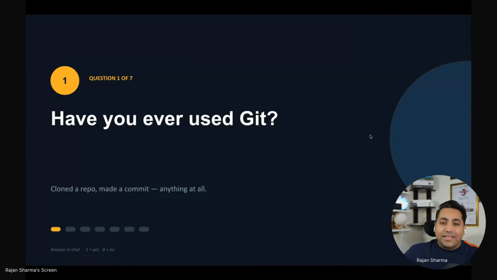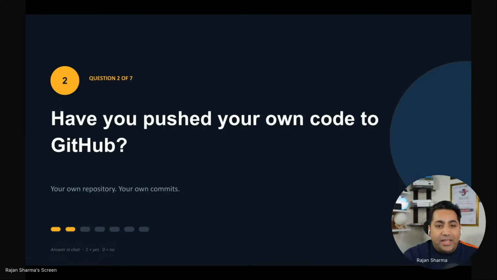And the next question is: have you pushed your code to your repository, I mean, to GitHub? Have you ever pushed that? Yes, no, it's all up to you. You can share on the chat box, or you can keep count at your end, but just do this exercise because this will help you evaluate what exactly we are going to discuss in the long run.